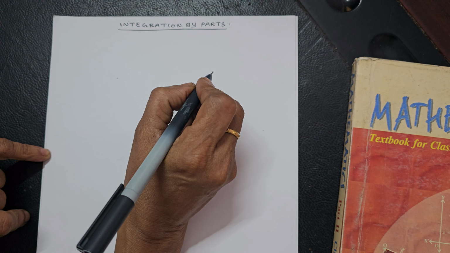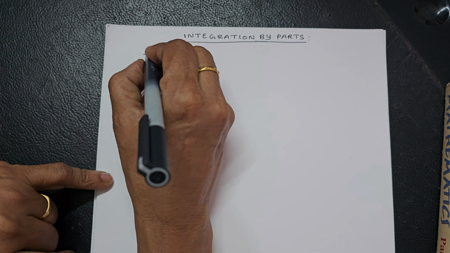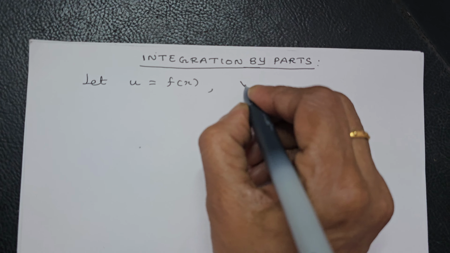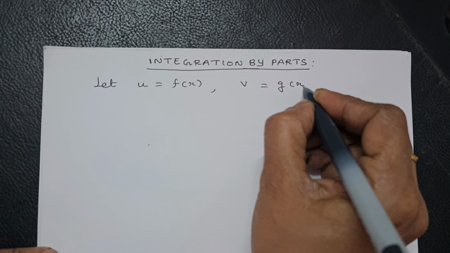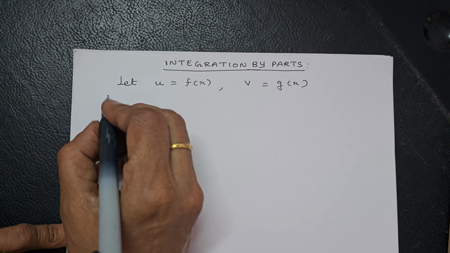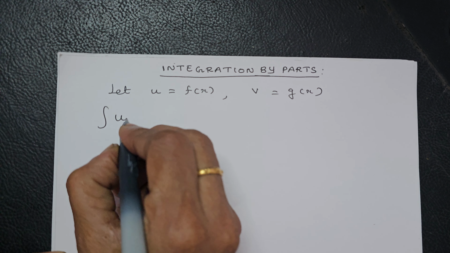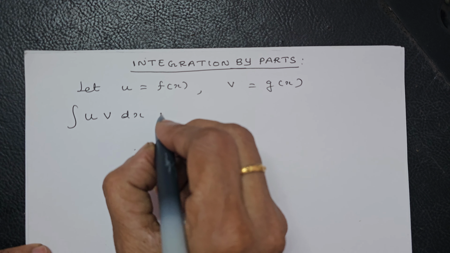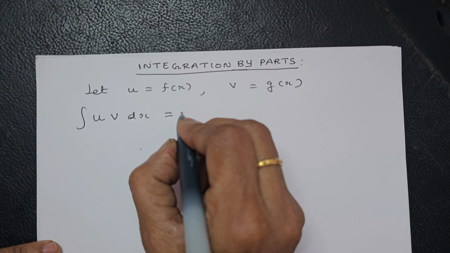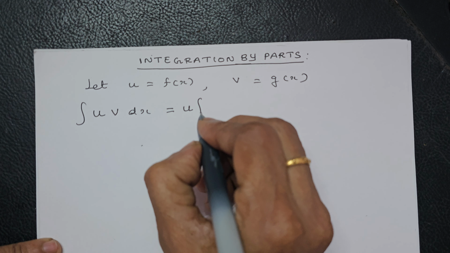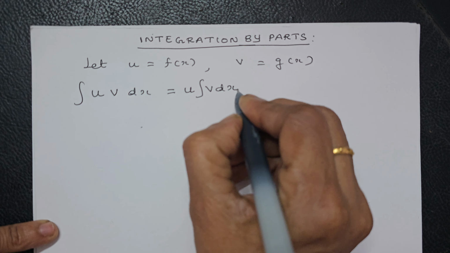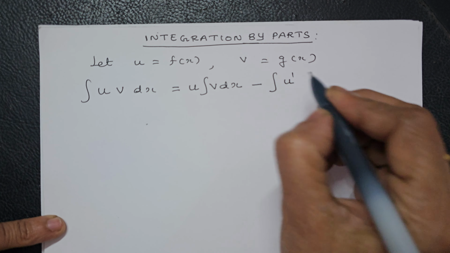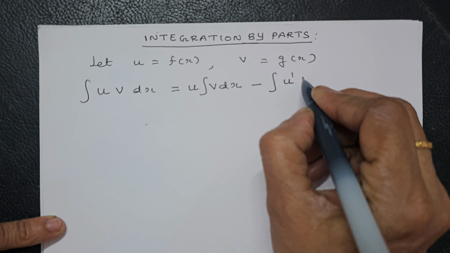Let u be a function of x and v be another function of x. So we have to find the integral of the product u into v with respect to x. The formula says this is equal to first function into integral of the second, minus integral of derivative of first into integral of the second.